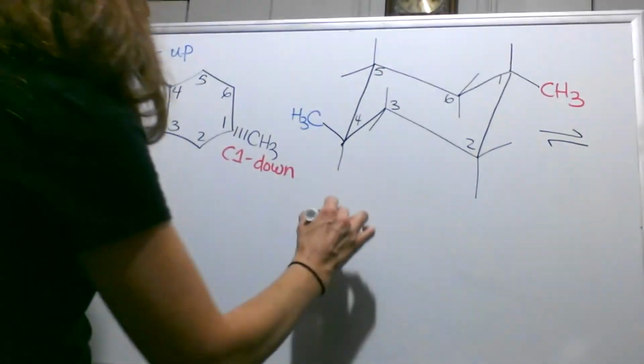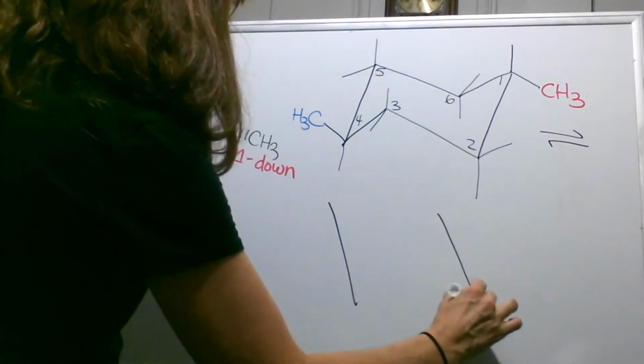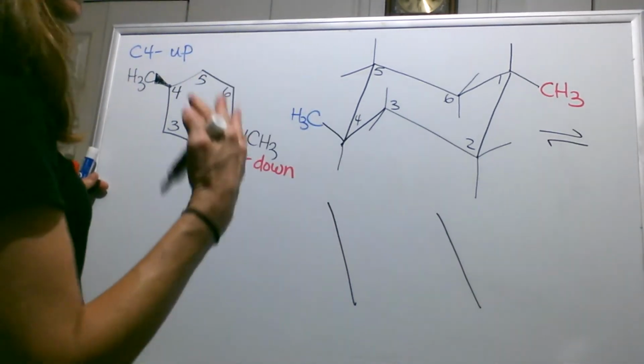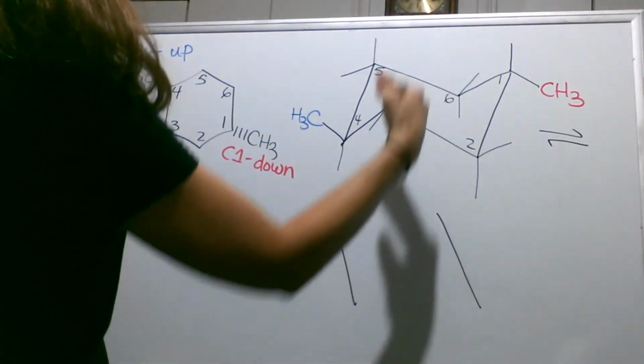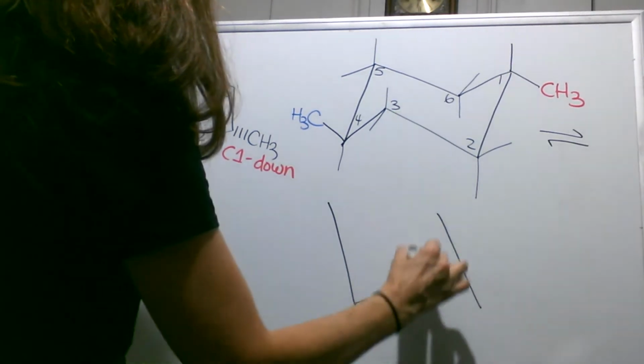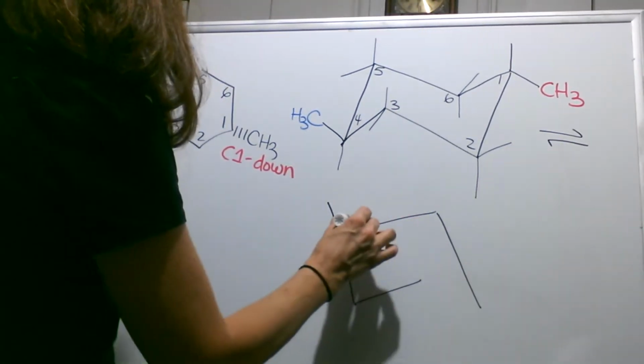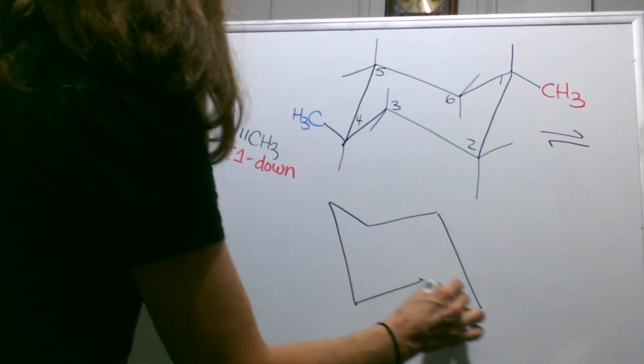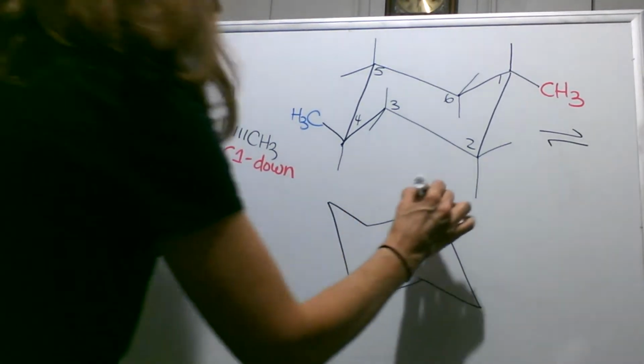We'll draw the ring flip. So now our initial set of parallel lines is pointing in the opposite direction. Remember, the generic form looks like a mirror image. We draw the second set of parallel lines, and then the third set to close the ring.